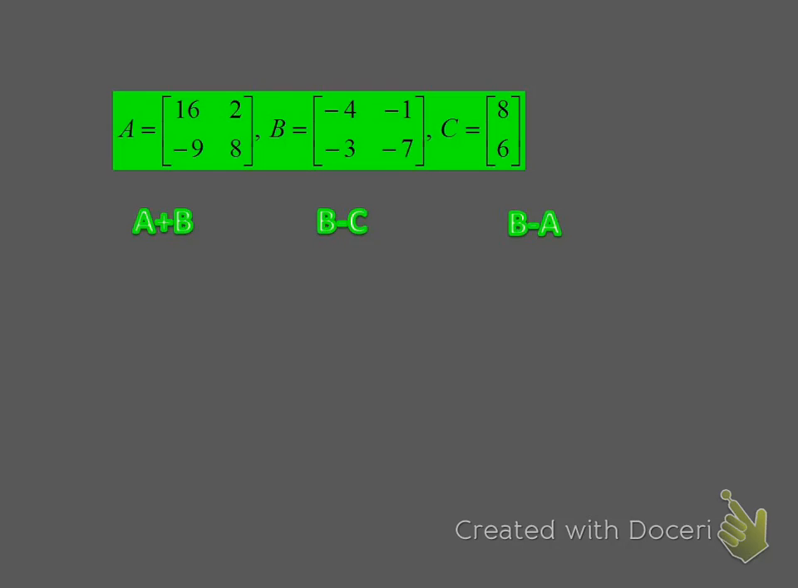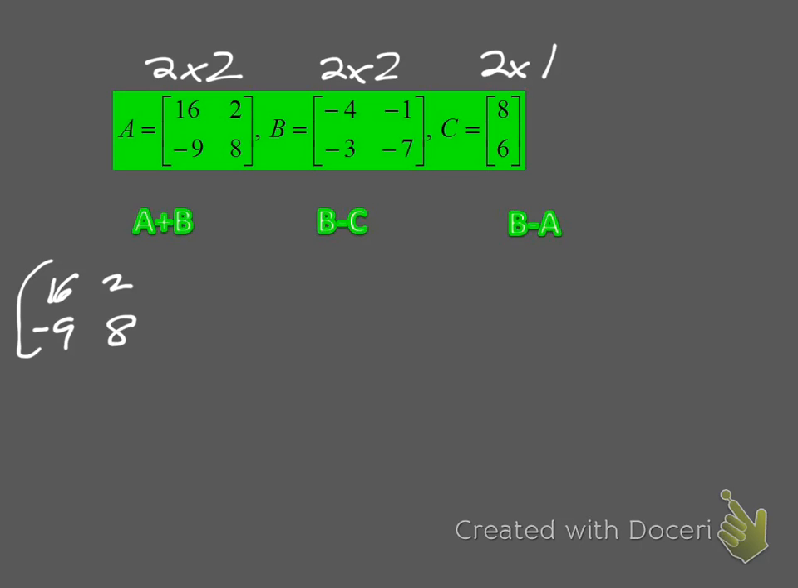All right, so start at the beginning. A plus B. First off, let's go through and get these dimensions. A is a 2-row, 2-column. B is a 2-row, 2-column. And C is a 2-row, 1-column. All righty, 2 by 2, 2 by 2, and a 2 by 1. First operation we want to do is A plus B. So 16, 2, negative 9, 8, plus negative 4, negative 1, negative 3, negative 7.